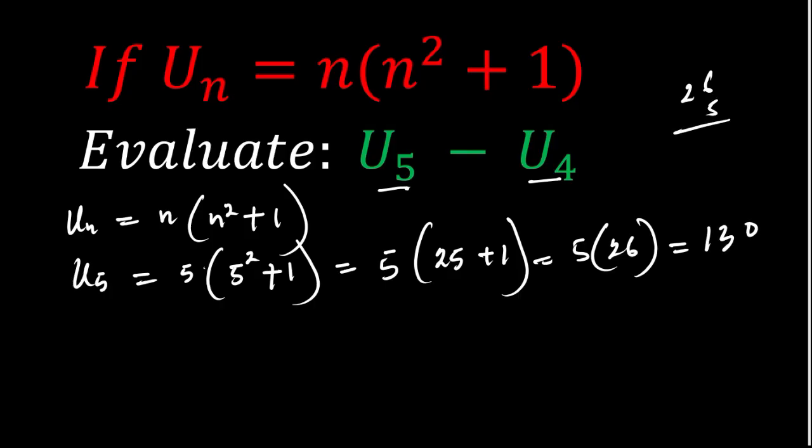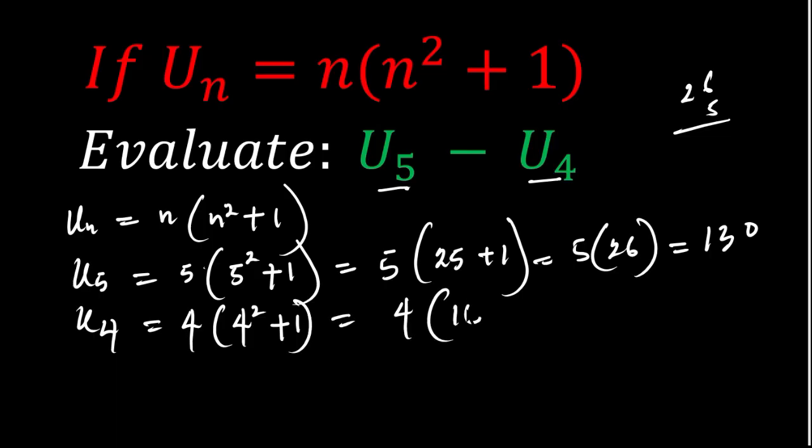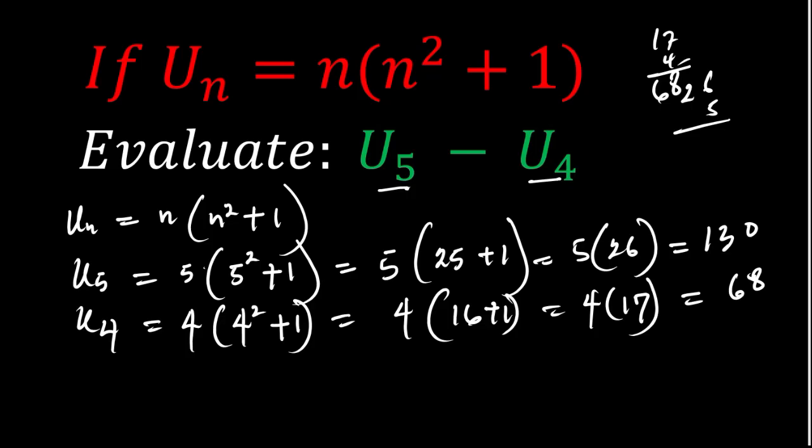That's 130. Now, my u4 will be the same thing as 4 into 4 raised to power 2 plus 1, which is equal to 4 into 16 plus 1. That's equal to 4 into 17. Now, let's check it again. 4 times 17, that's the same thing as 4 times 7 is 28, carry 2, and 4 times 1 is 4, plus 2 is 6. That's equal to 68.